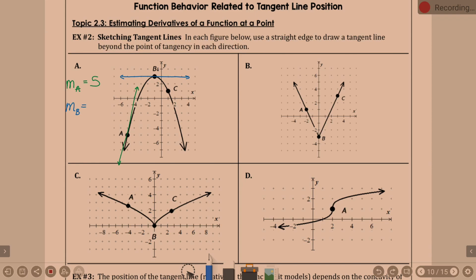B. Thoughts on the slope of the tangent line at B? 0. Okay. What's happening here? What is point B? A maximum, yes? Nice. We will learn that the slope at a maximum, the slope of the tangent line, is always going to be 0, so that's helpful because that means the derivative at that point will always equal 0.